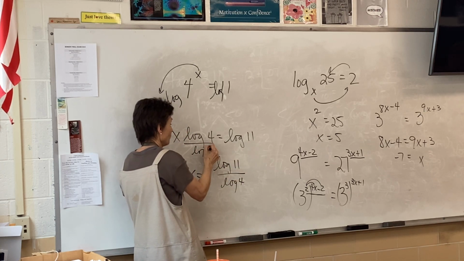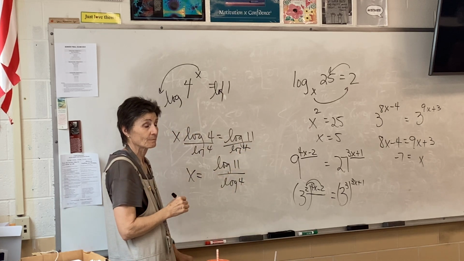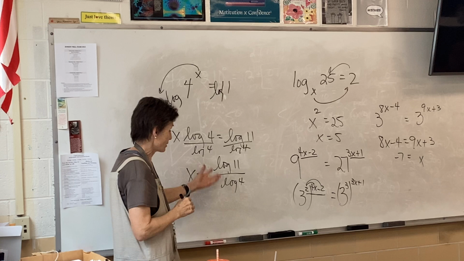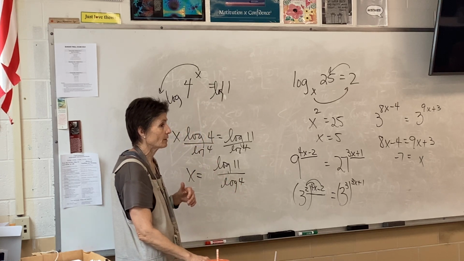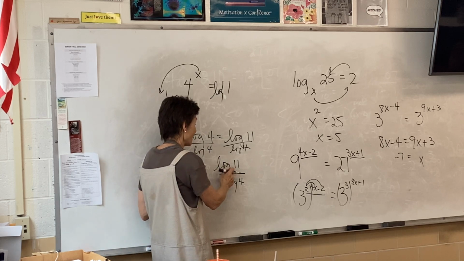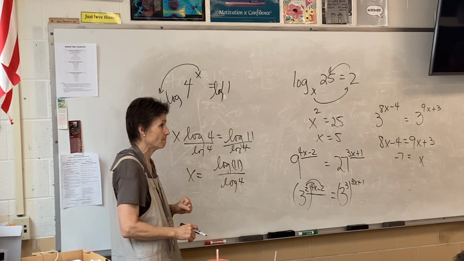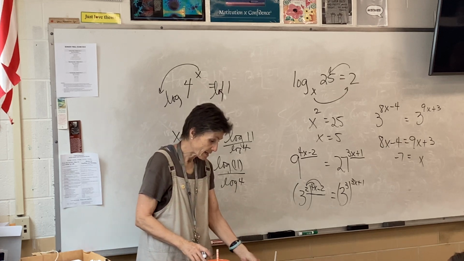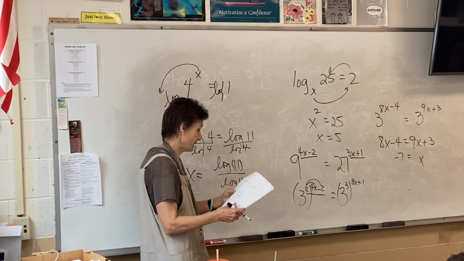Divide both sides by log 4. Right, guys? And there's going to be whatever that is on my calculator. Make sure if you have an old calculator like mine, when you type log 11, you got to close the parentheses before you hit divided by. Some of the newer ones, they don't have that issue, but the old ones do. Okay, let's see what else we got.